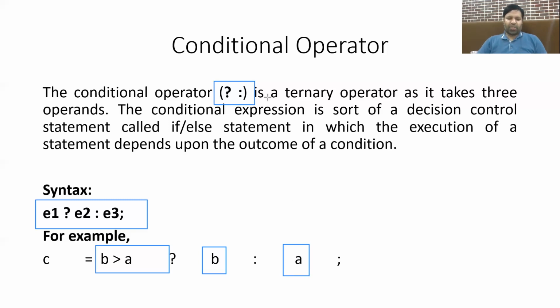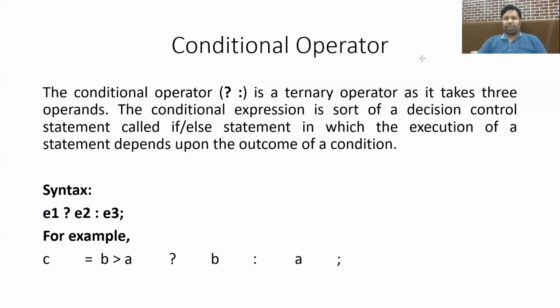Now let us suppose the value of B is 10 and the value of A is 9, which means B is greater than A. Hence the value of expression 2, which is B, will be assigned to C. And if the value of B is not greater than A, then the value of expression 3, which is A, will be assigned to C. I hope it is clear to you what is the meaning of a conditional operator and why it is called a ternary operator, because a total of 3 expressions or operands are involved.